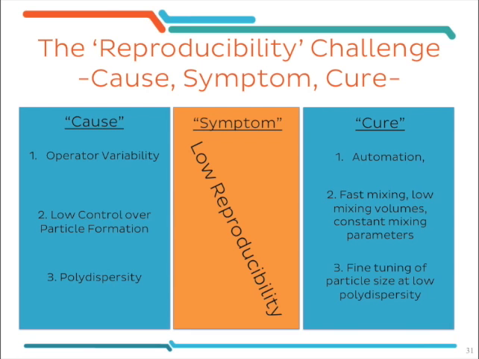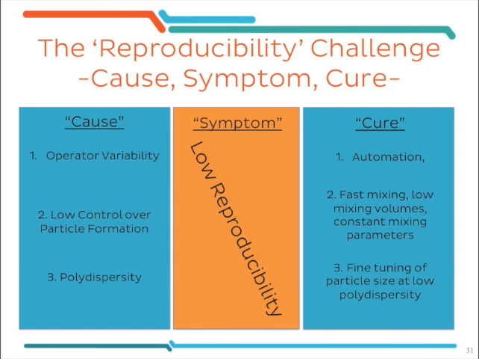Then devices such as a microfluidic chip can be used to enable faster mixing at low volumes and overall constant nanoprecipitation parameters to get better control over the particle self-assembly. And last, the ability to fine-tune your particle size while keeping the polydispersity low is key for more reliable results in vitro and in vivo. And this is also something that we can control, as I mentioned before, with microfluidic technology.